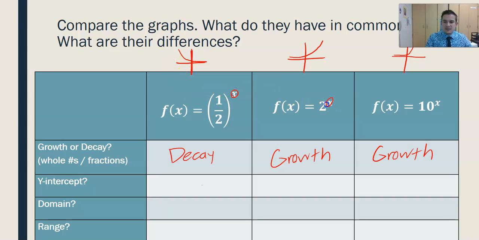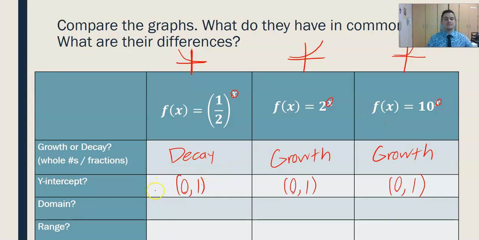So if I were to put 0 into each one of these equations, 1/2 to the 0 power, 2 to the 0 power, 10 to the 0 power, anything to the 0 power is 1. So when x is 0, y is always 1. So on all of these exponential graphs, the y-intercept is at (0, 1). It crosses the y-axis at 1 every single time in this form of an exponential function. I think that's pretty cool.